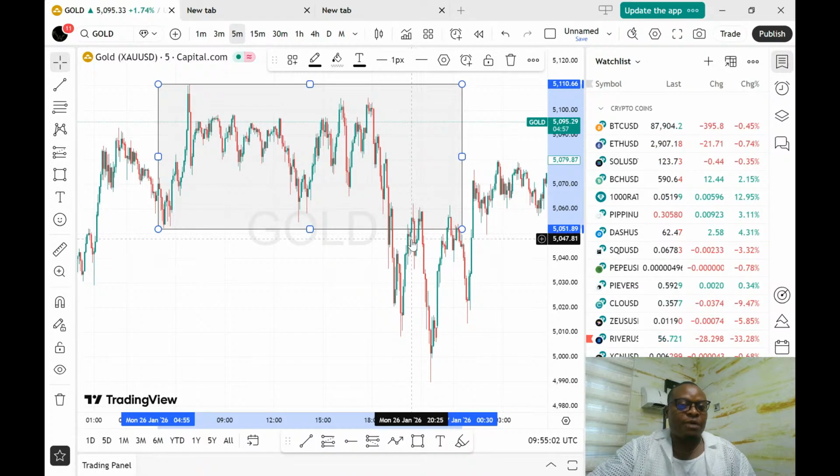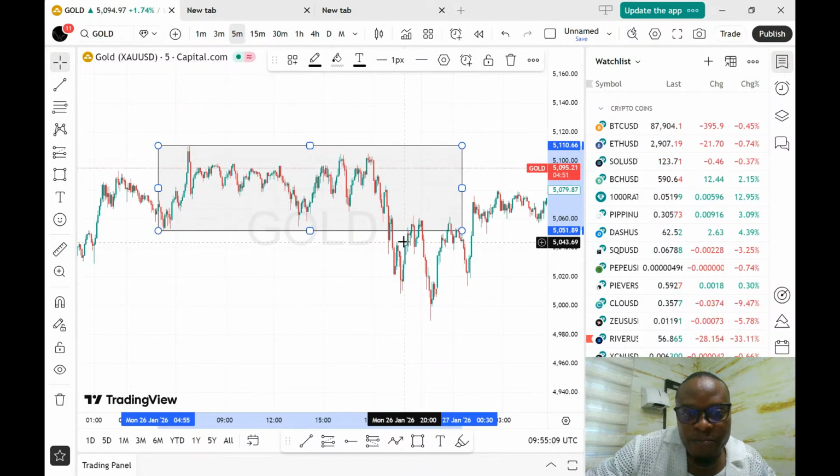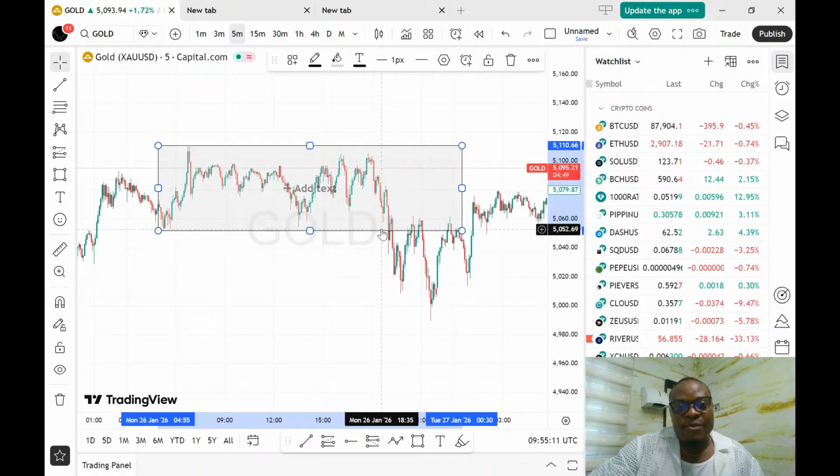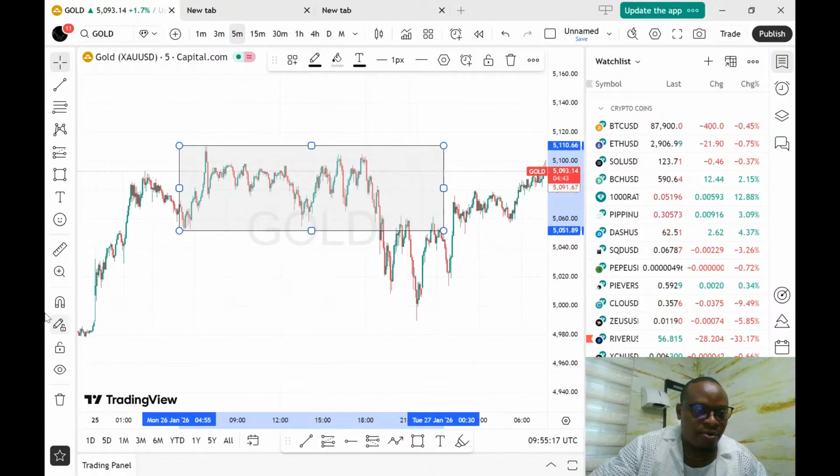If it breaks this down, I will sell. If it breaks this up, I will buy. Are you getting me? So what happened? You can see it broke down. So when it broke it, I took my sell from here and I shorted the market to the nearest order block, which is around here. So that was how I made my profit yesterday from this trade.